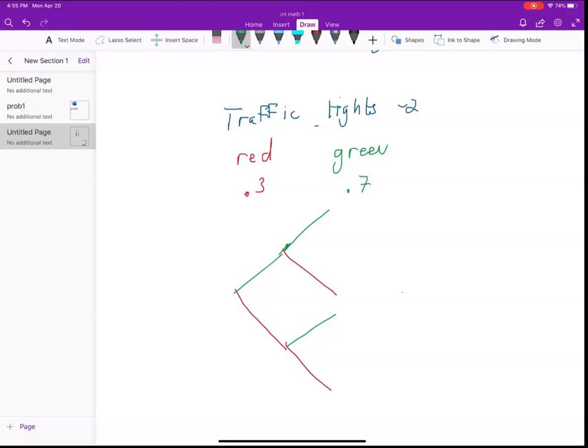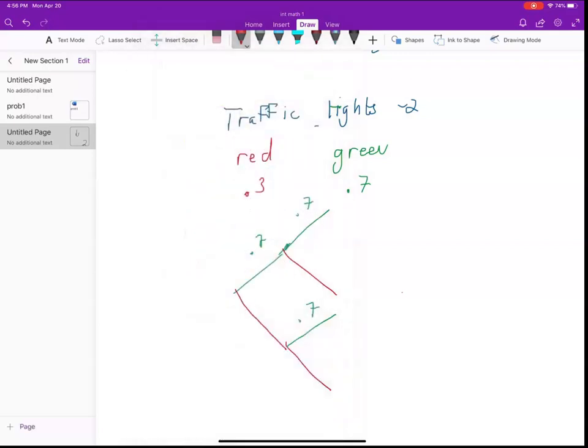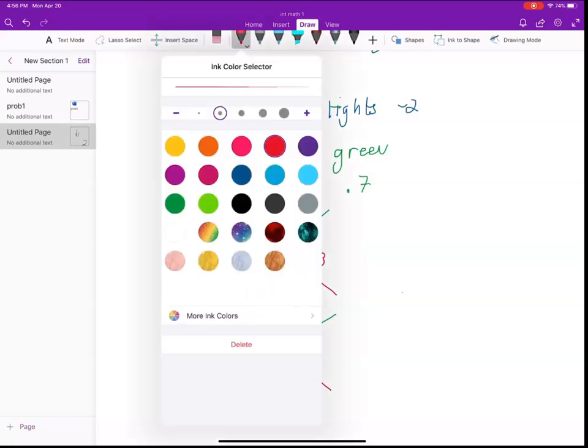So anytime I get a green, I'm going to get a 0.7. Green is on the top. Reds are going to be on the bottom. So I'm going to have 0.3, 0.3, and 0.3. All right. So here we go. Now we're going to use a tree diagram to get some probabilities out here. All right. I'm excited. Here we go.